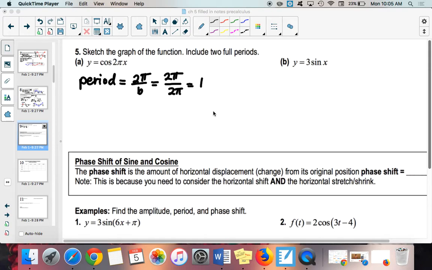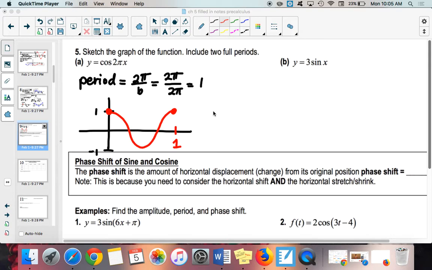So what does that mean? It means that cosine completes a full cycle in 1 unit. It's going to go from 0 to 1. Does anything else change? Our amplitude. What's our amplitude? It's still 1, like it is for the normal cosine function. So we're going to have -1 as our lowest, 1 as our highest, and since it's cosine, it starts at its highest point. And it goes down, and then it goes back up, and it does all of that in 1 unit.